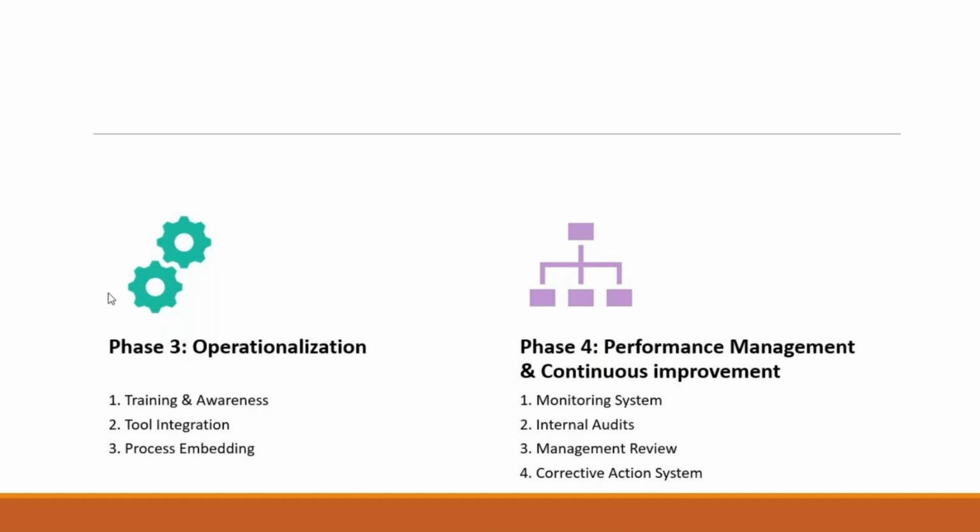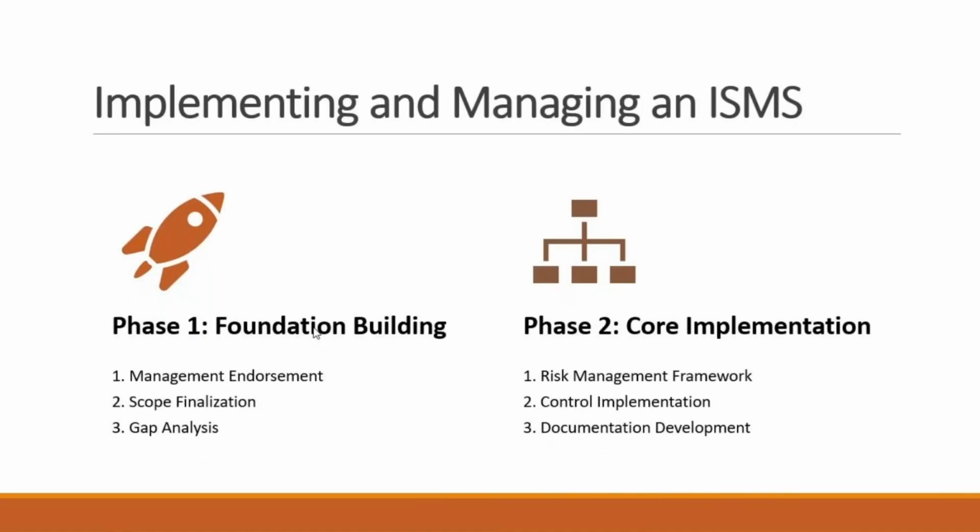Okay, now once your controls are in an operational phase, monitor it. Okay, monitor, do an internal audit, go with a management review, and go with continuous corrective action. Okay, so this is the strategy you are going to follow for the implementation. Before implementation, what we do is a gap analysis.